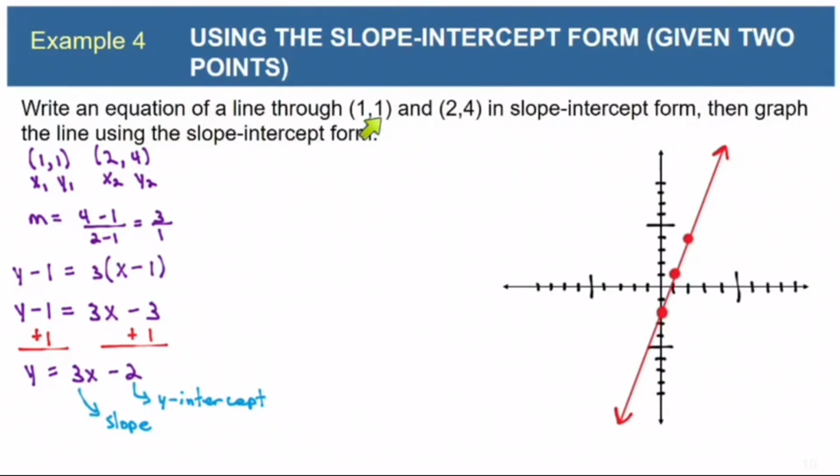But now let's verify that (1, 1) is on the line. See, here it is right here. And also (2, 4), right 2, and up 4 right here. And so those 2 points that they asked for are in fact on the line.